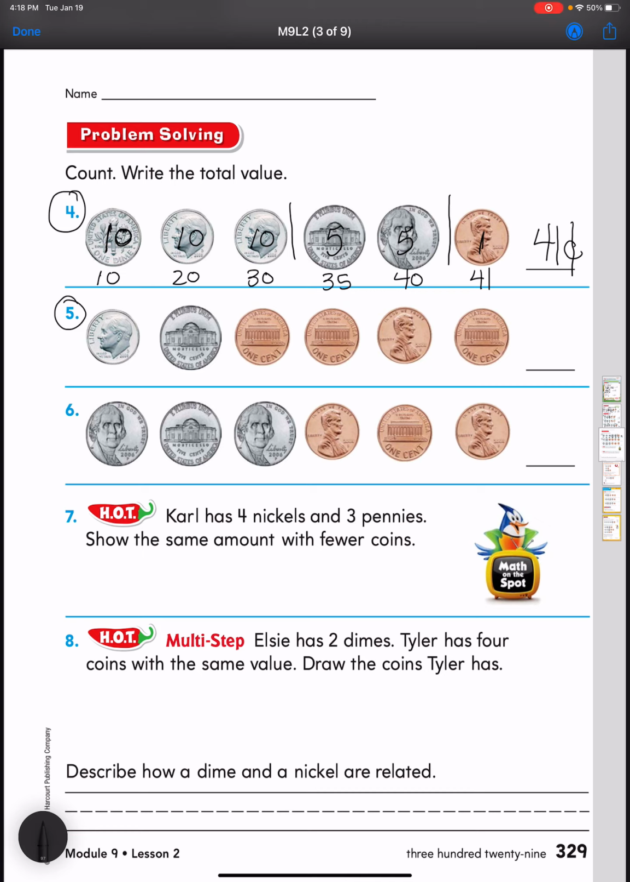I know all of my coins. So this first one is a dime, it's 10 cents. This one is a nickel, it's 5 cents. This is a penny, it's 1. All of these are worth 1.